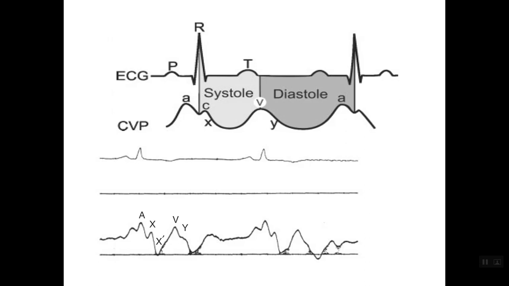Okay? And when you hear an early diastolic murmur of aortic regurgitation, it will be starting with the peak of the T wave, because it's early diastolic, right after. And you can time also this with your atrial waveform. You can time your systole.